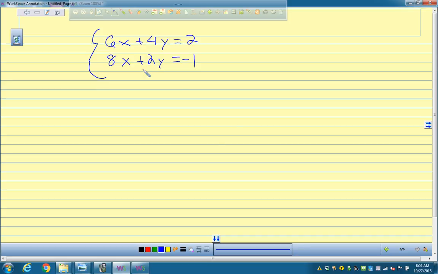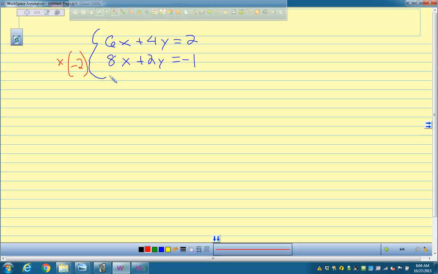Yeah, so what you want to do is change either the y's or the x's into a number, so that when you add them, one of them disappears. So what do I want? I could change this 6, but it's harder to change a 6 into an 8. How can I change a 2 into a 4? Multiply by -2. But when I do that, I have to multiply the entire equation by -2. So I'm going to times this by -2. Why -2? Because I like adding better than subtracting.